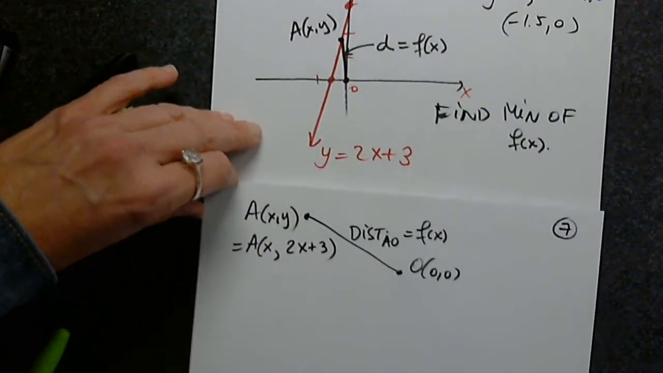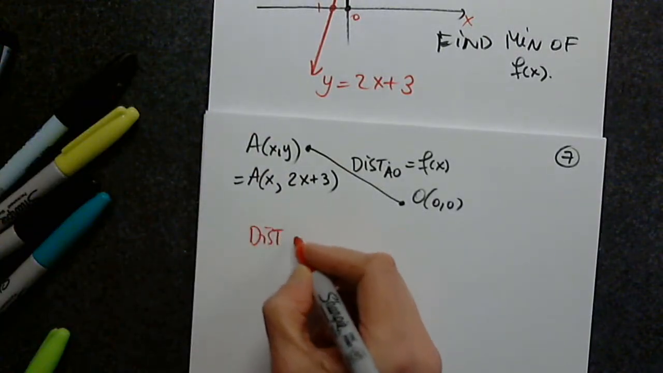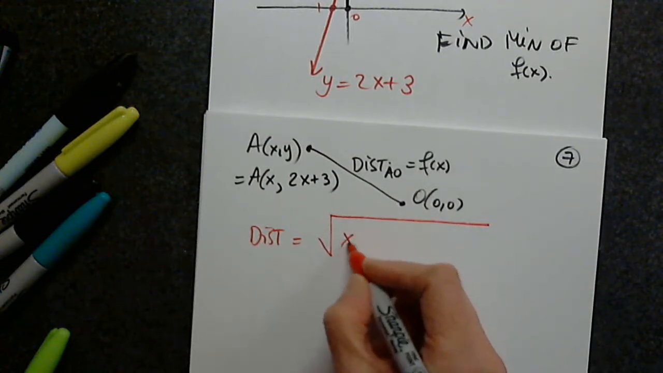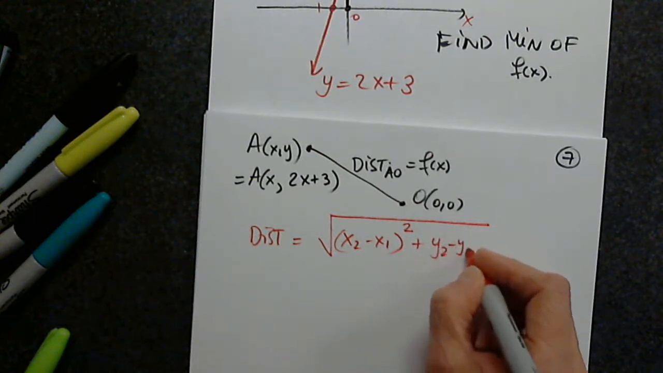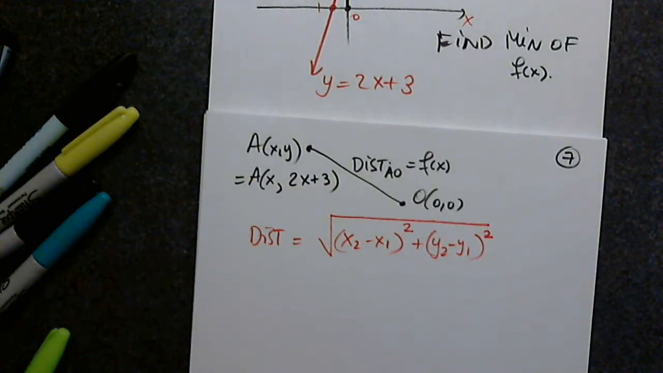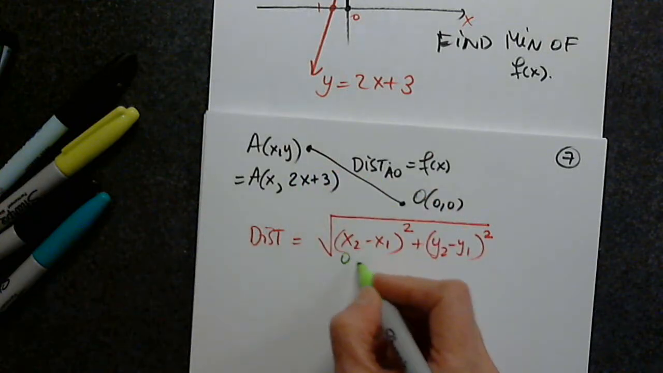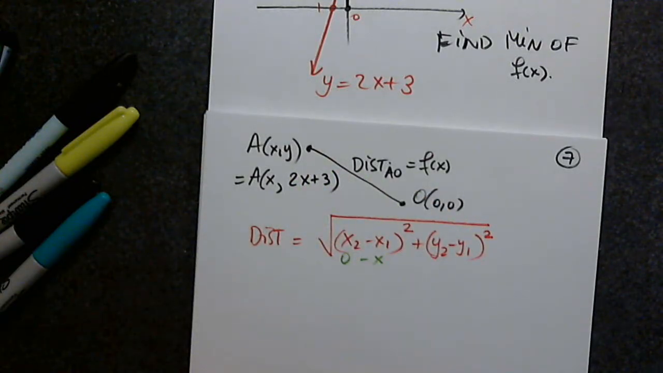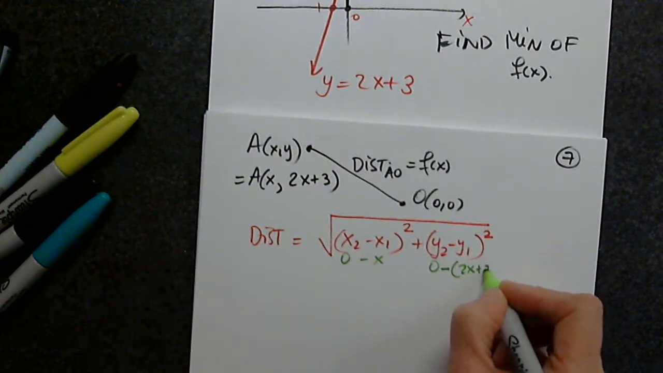We do know a formula for the distance between 2 points. So the distance is the square root of x2 minus x1, everything squared, plus y2 minus y1, everything squared. So it doesn't matter which direction you want to go, 0 minus x and 0 minus 2x plus 3.